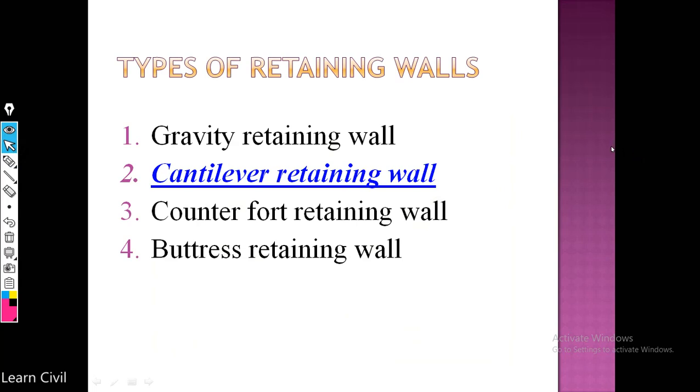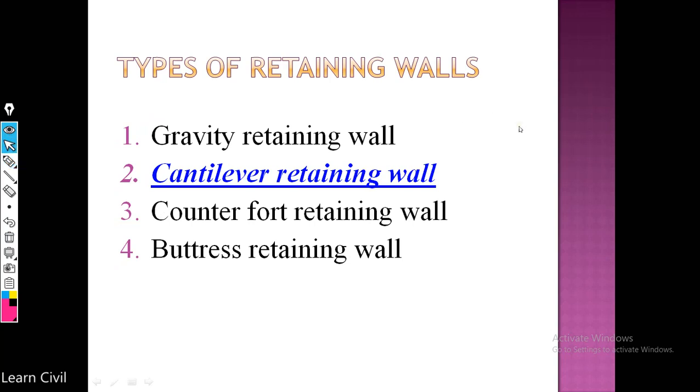Now different types of retaining walls are there. The first type is a gravity retaining wall. As the name suggests, it resists the loads on the retaining wall by using gravity as a resistive force. Then the second type is a cantilever retaining wall. The third type is a counterfort retaining wall, and the fourth type is a buttress retaining wall. We'll see one by one.